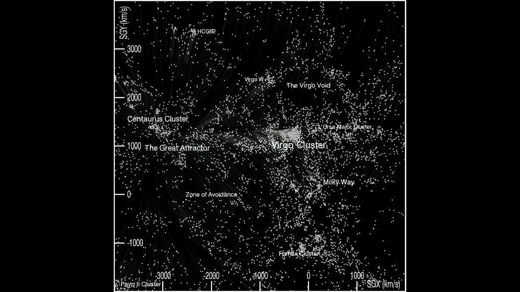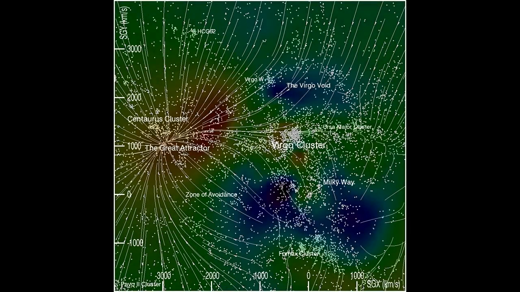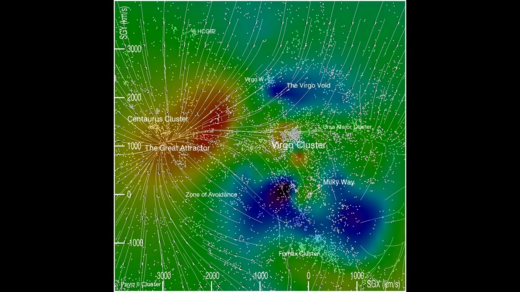In this view, we have replaced all of the individual lines by average lines of movement for all of the galaxies in that area. Higher density regions, where there are more galaxies, are shown in red, and voids where there are fewer galaxies are shown in blue. Take note of the importance of the region around the Centaurus cluster.